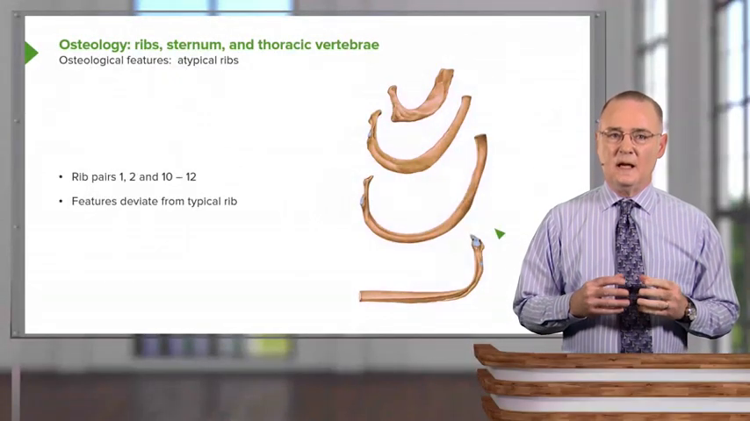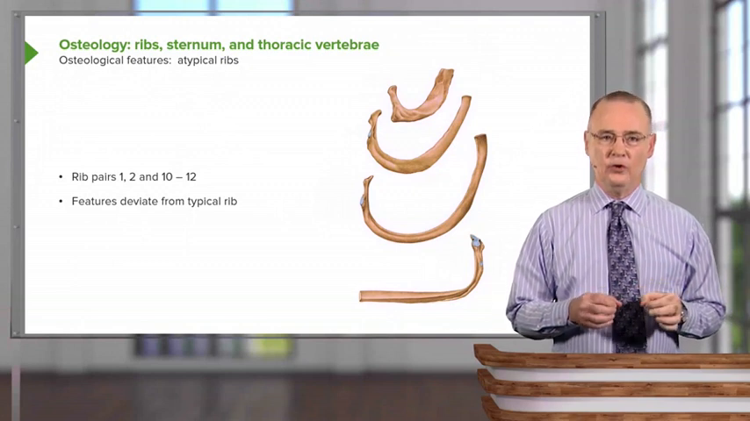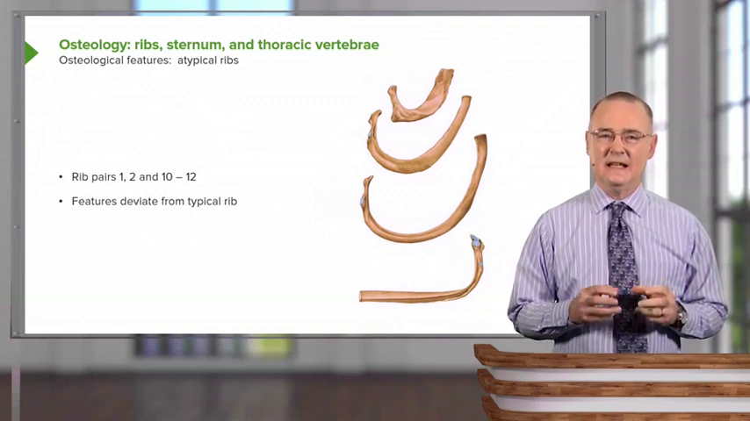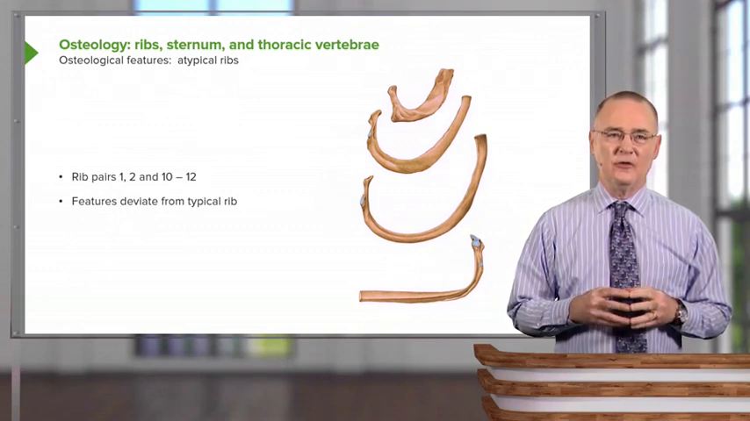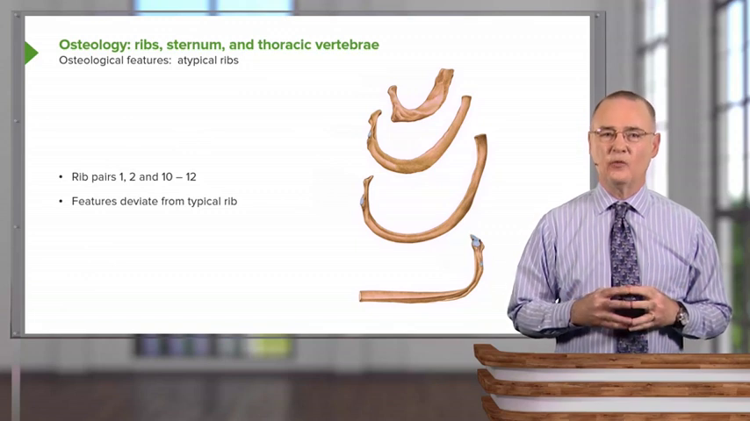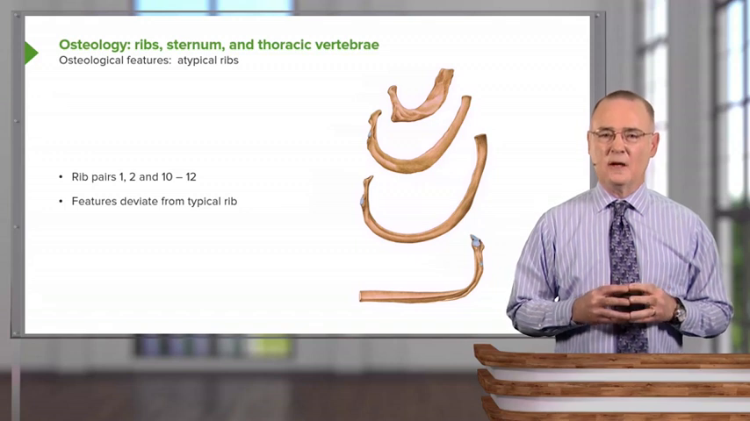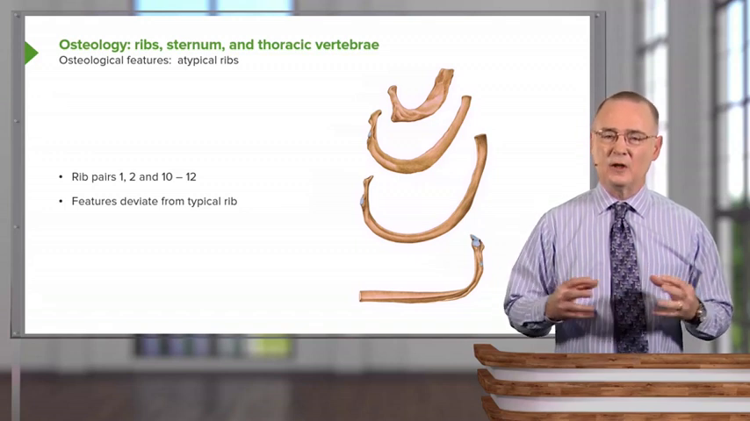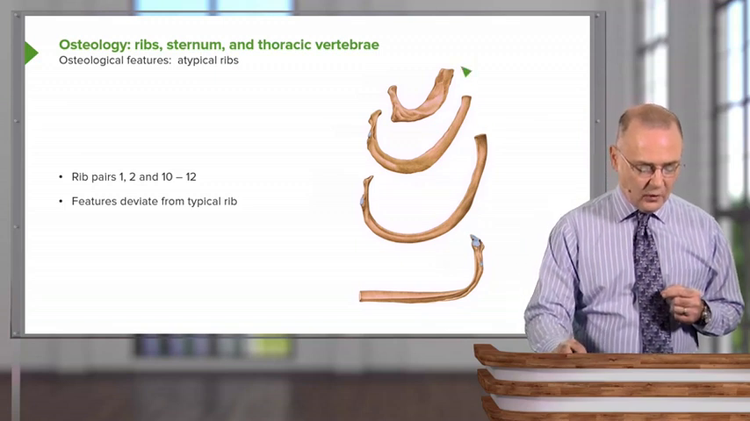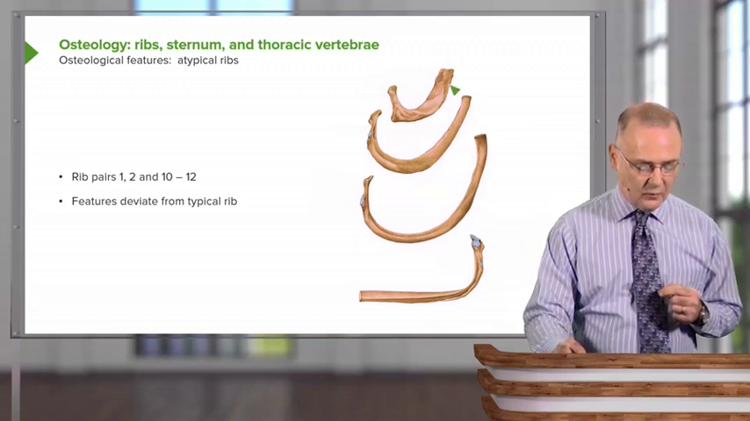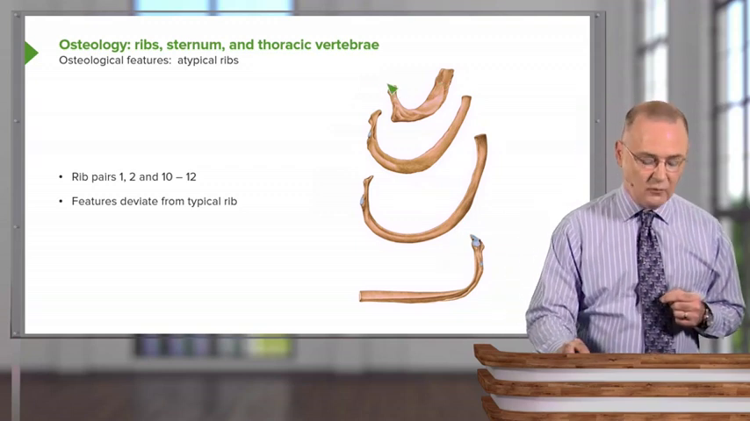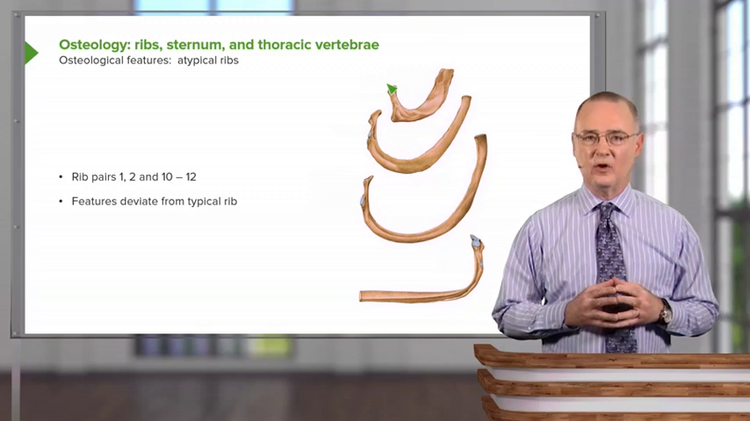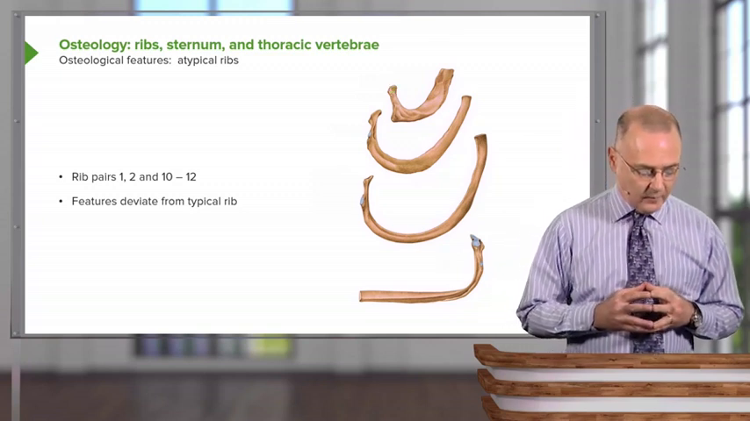Atypical ribs would be rib pairs 1, 2, as well as 10, 11, and 12. The features of atypical ribs are going to deviate from those that we just went over with respect to a typical rib. And of these atypical ribs, the most unique and peculiar rib is actually going to be rib 1. We see rib 1 in the upper portion of this illustration, and its head will articulate with just one thoracic vertebra. That'll be T1.